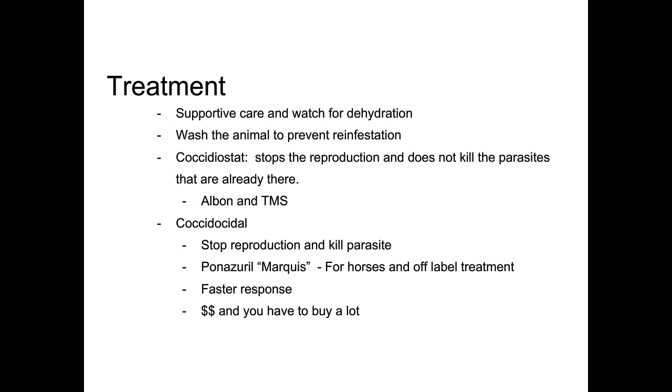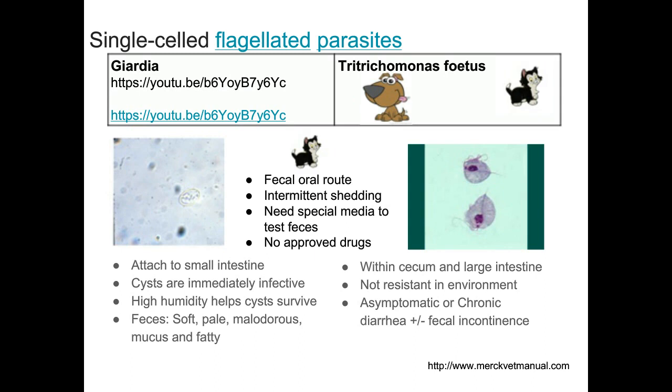All right, we have to talk about some of the flagellated parasites. So we have Giardia and Trichomonas foetus, and these are also fecal oral route. They're really hard to see on the fecals. You need special media to test the feces. Some people can see Giardia. I don't think I've ever found Giardia, but I'm also not looking for it too much.